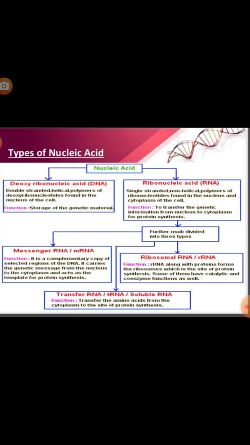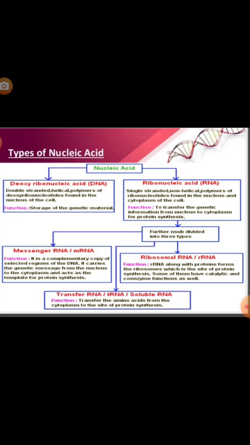Some RNA also acts as a catalyst, that is, it has the capacity to break down a large molecule into smaller ones, and it also functions as a coenzyme. A coenzyme is a part of the holoenzyme. Third is the tRNA.